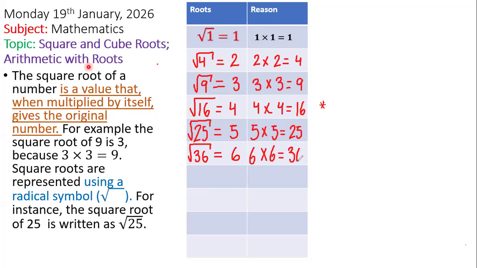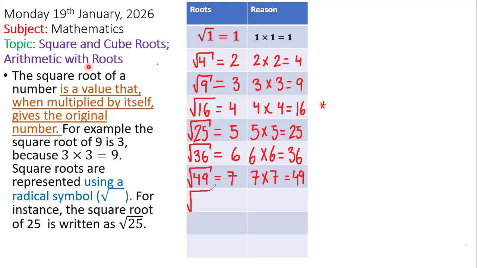Very good. Then we have the square root of 49. What is the square root of 49? 7. Very good. Why? 7 times 7 is 49. Everyone should be writing this table right away, because 7 times 7 is 49. Very good.